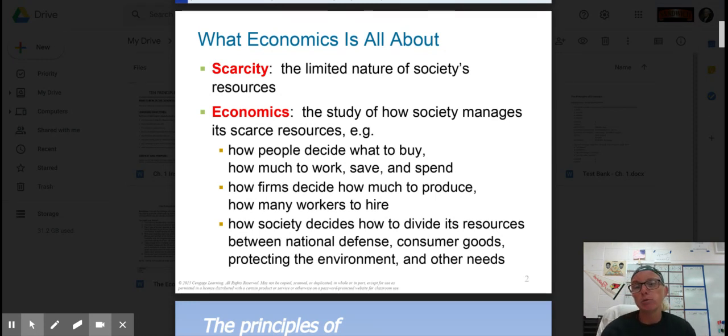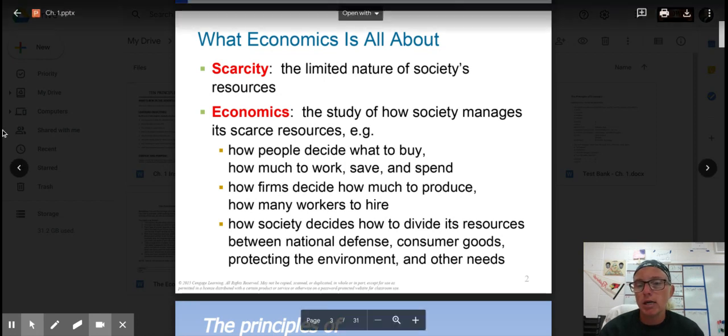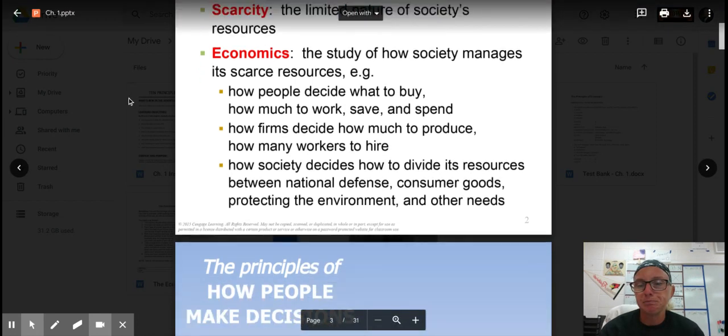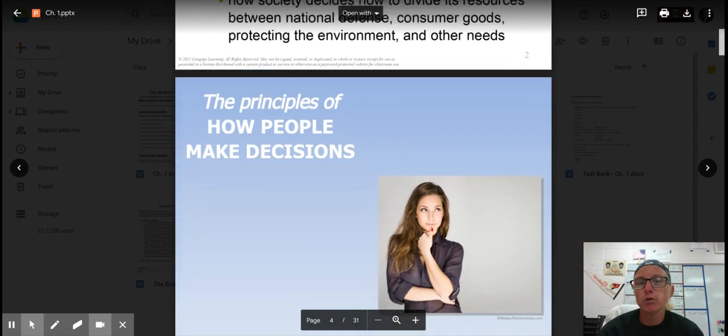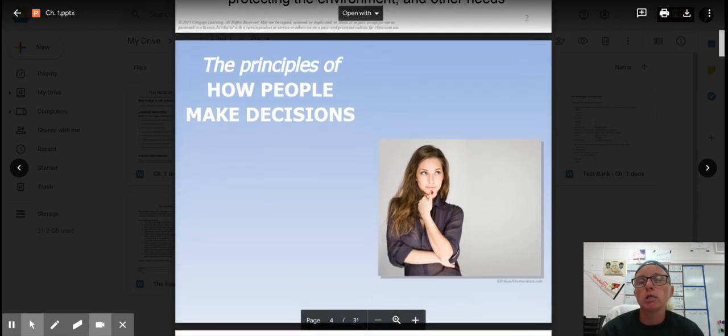We look at how people decide what to buy, how much to work, how much to save, how much to spend, how businesses decide how much to produce, who to hire, and how society divides those resources for public goods like national defense and protecting the environment. All right, so we're going to divide these 10 principles into 3 groups. The first group is how people make decisions personally.